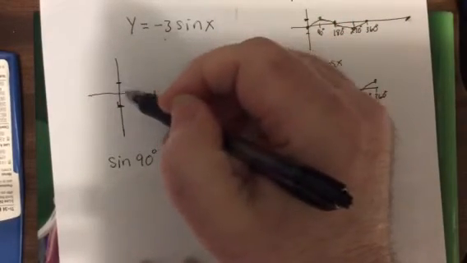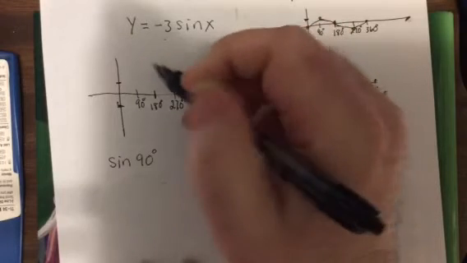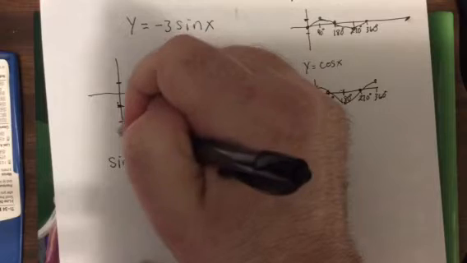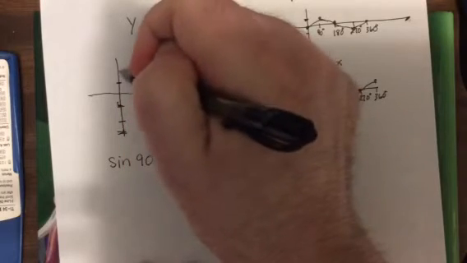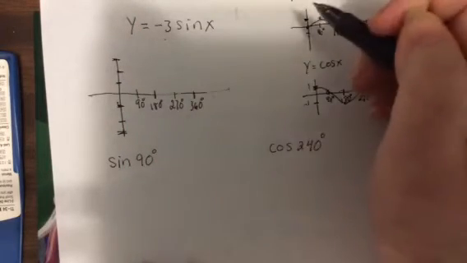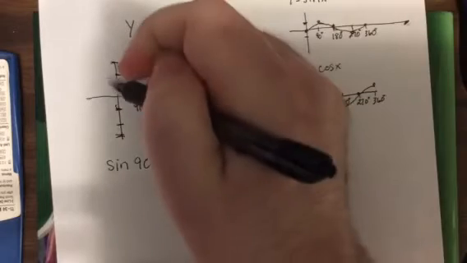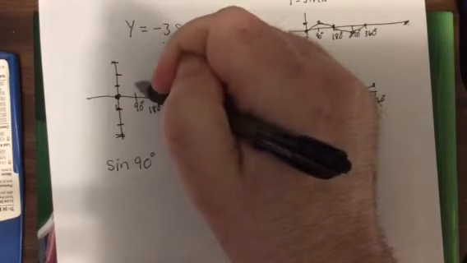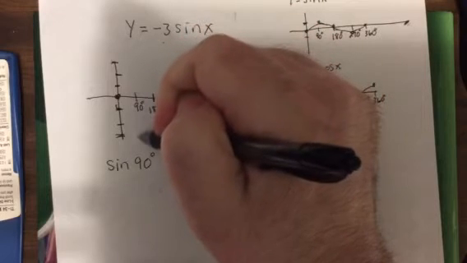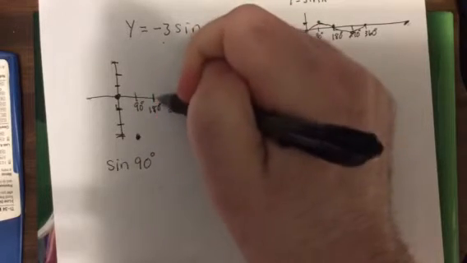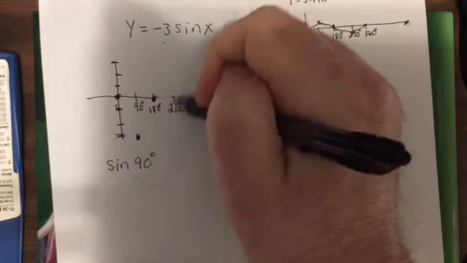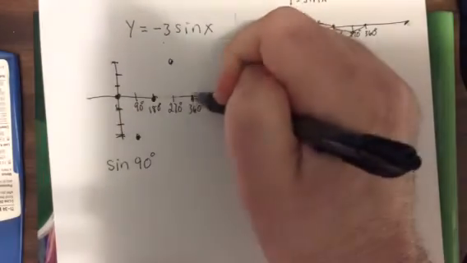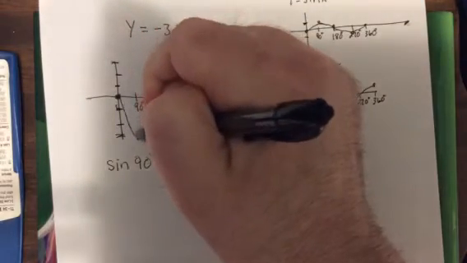So sine, we have this. I'm going to take every major point and multiply it by -3. So it starts at 0. 0 times -3 is 0. Then it goes to 1, but 1 times -3 is -3. Then 0. Then -1 times -3 is 3. And then 0. Then we just connect the curve.